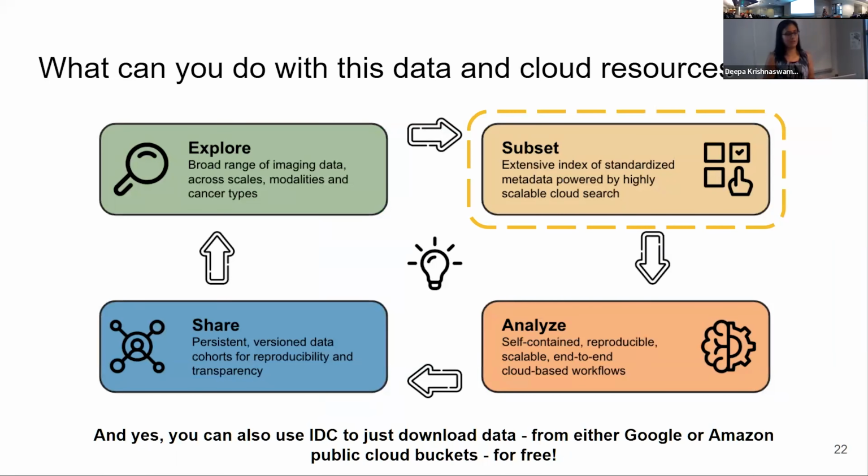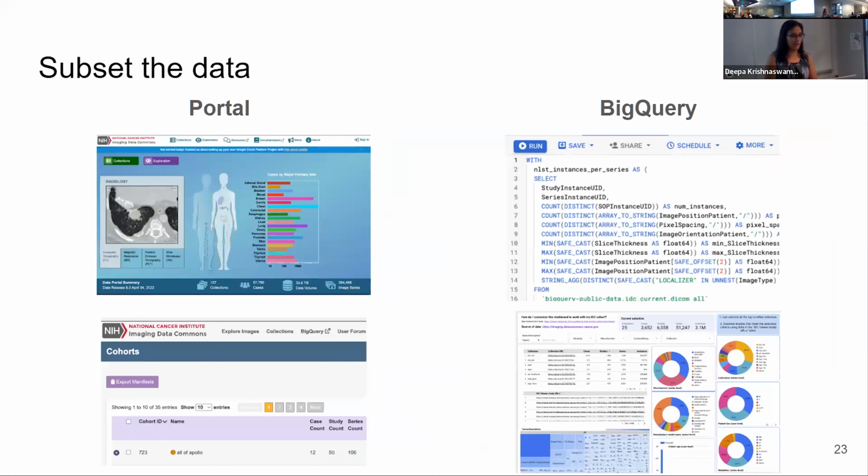So after you've explored your data, now you probably need to choose a specific set of the data that you're interested in. And so you could do this by the portal, going through and clicking all those filters that I showed you before, but this is not really efficient. Ideally, you want to look at the actual DICOM data.